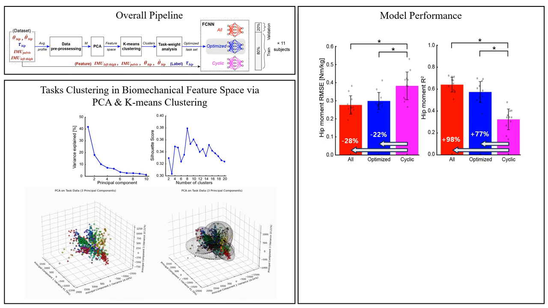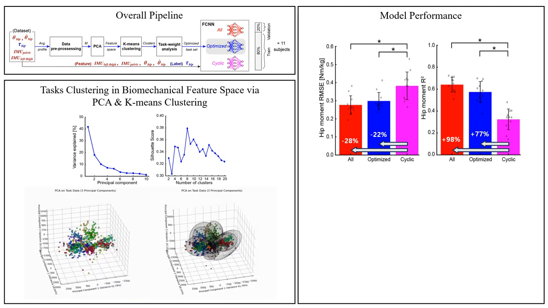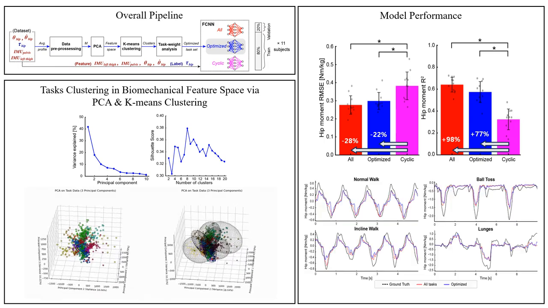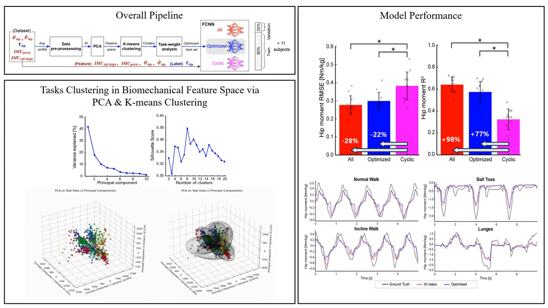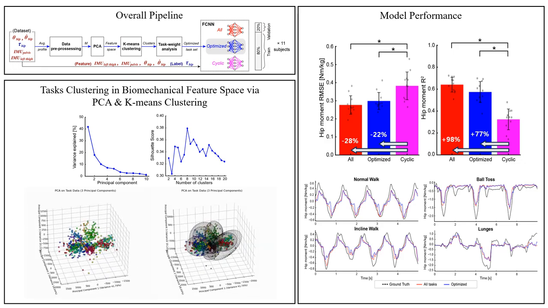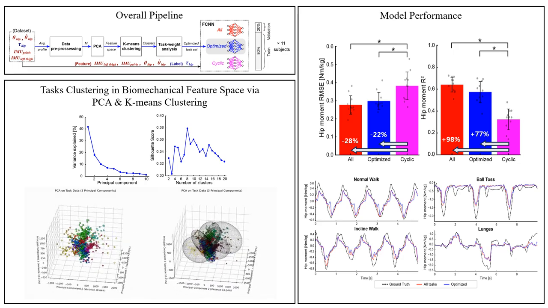Additionally, the optimized task model outperformed the cyclic task model, highlighting the importance of non-cyclic tasks in the training data. These comparisons show the ground truth and estimated hip joint moment values from the all-task and optimized model for 2 cyclic and 2 non-cyclic movements.